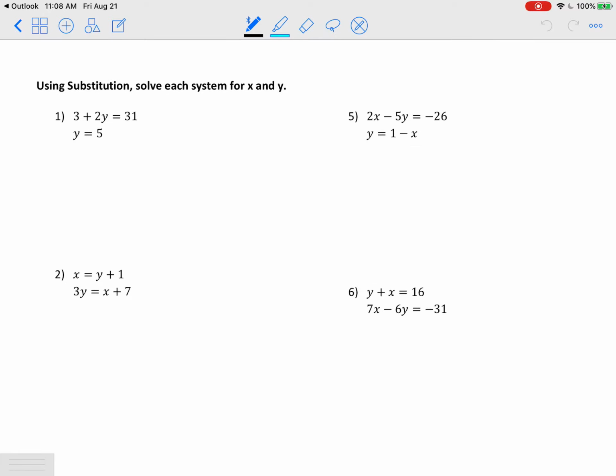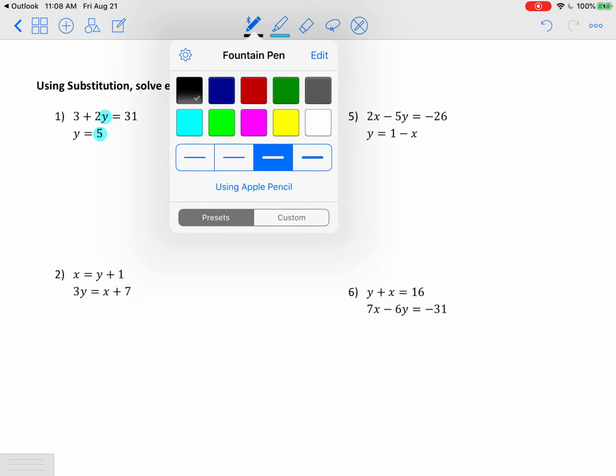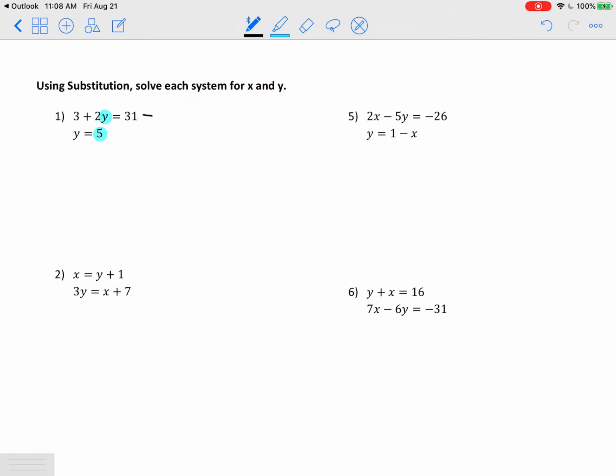Problem number 1. All right, so this is kind of nice because we can see here that we already have a value for y, right? So we know that we can just go right up to our first equation and substitute that value in very quickly. So let's do that. We're just going to bring this guy down here. So we've got 3 plus 2 times 5 equals 31.